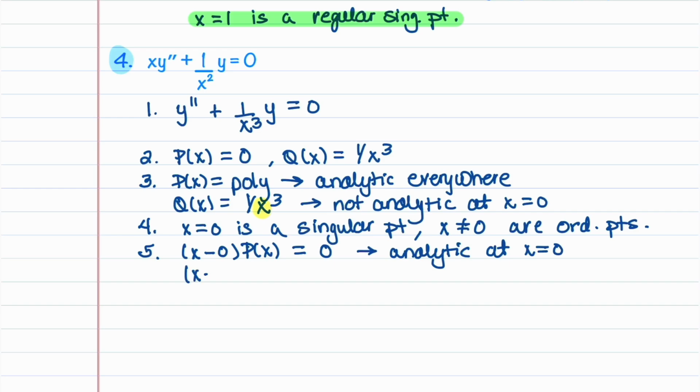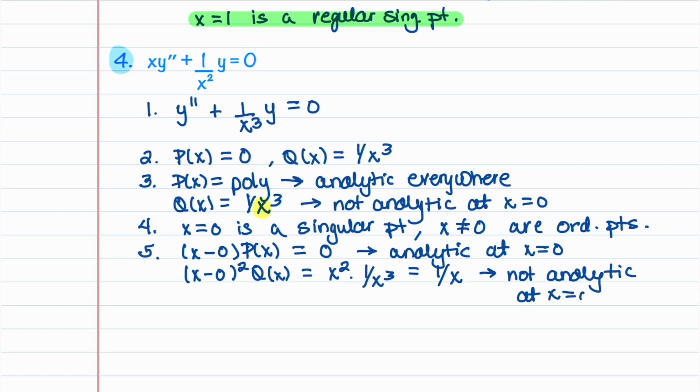Now let's look at the quantity x minus 0 squared times q of x. This is x squared times 1 over x cubed, and this is 1 over x. This function is not analytic at x is equal to 0. Because this function is not analytic at x is equal to 0, our point x is equal to 0 is called an irregular singular point.